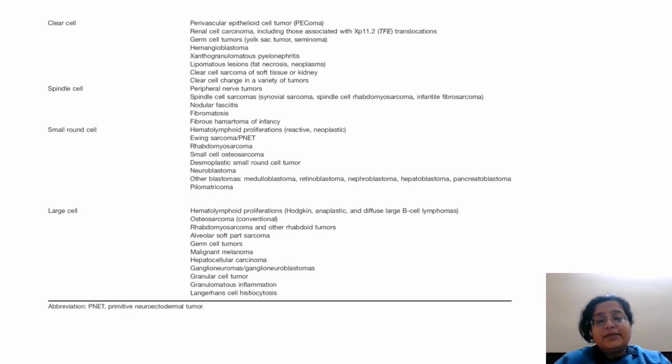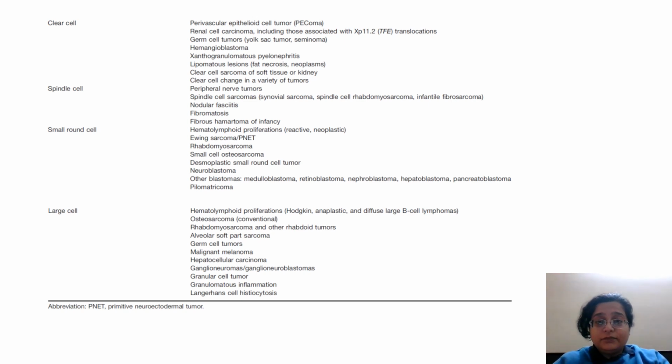Then comes the spindle cell. Now all the cells will be spindled, of course. What differentiates is the origin, the clinical history, where the tumor is located, and of course you can perform ICC if you want. So like in spindle cell, you're getting nodular fasciitis or fibromatosis. Both will give you just spindle morphology. So you have to go for histopath.